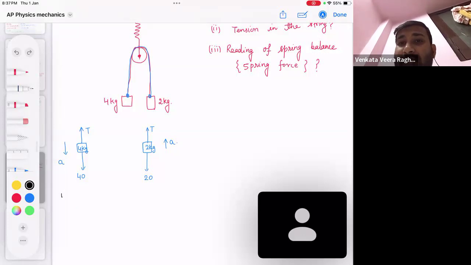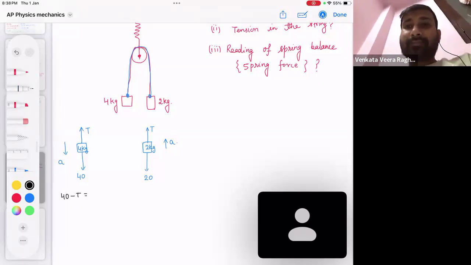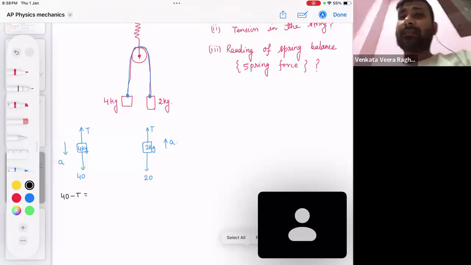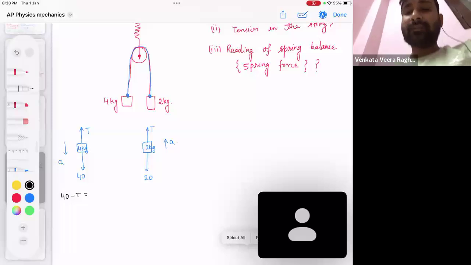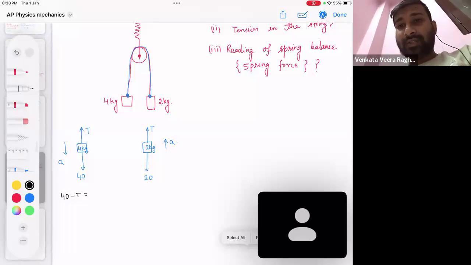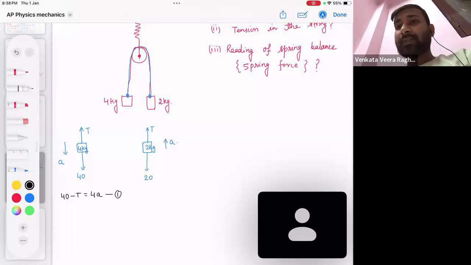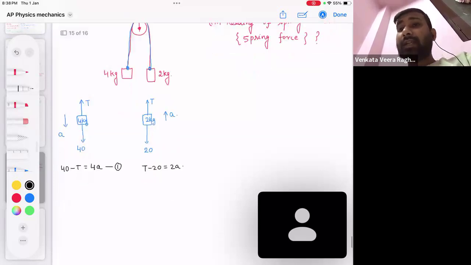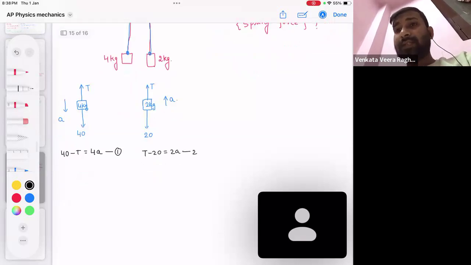For the 4 kg, what will I write? Will I write 40 minus T? Is it the net force? Check it. 40 downward, T upward. The net force will become 40 minus T. Should that be equal to mass into acceleration? First equation. For the 2 kg block, T minus 20 equals 2 into A. Net force equals mass into acceleration.